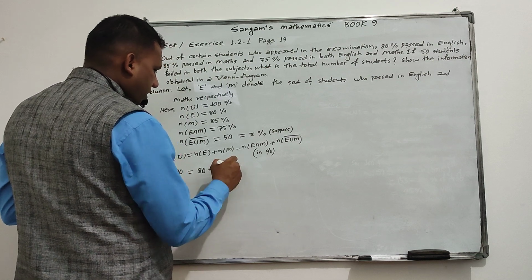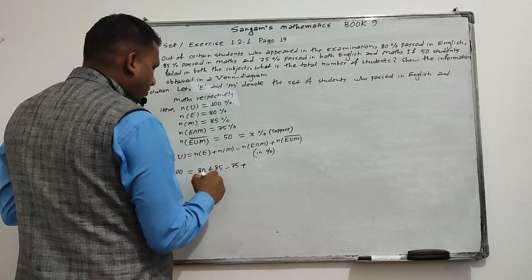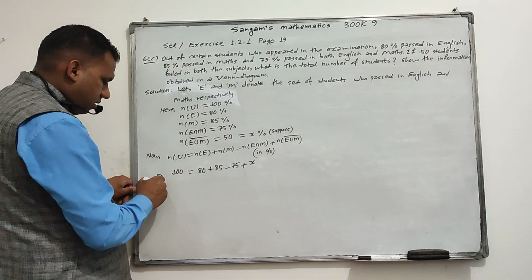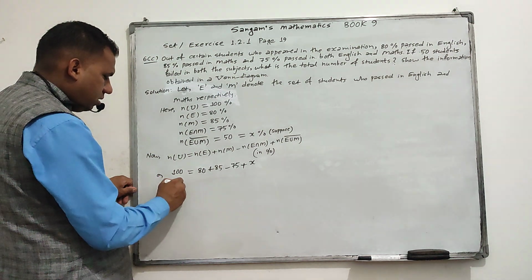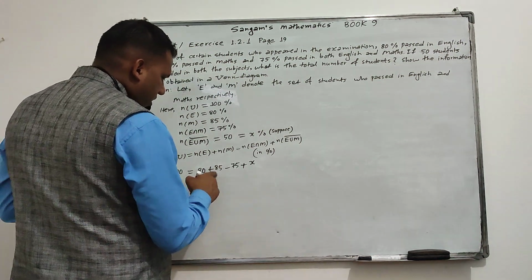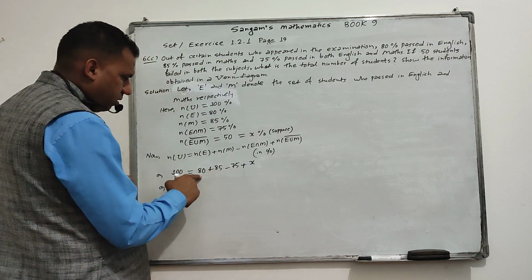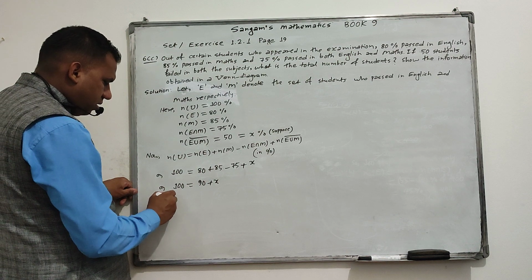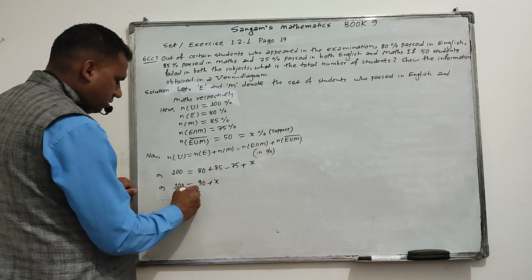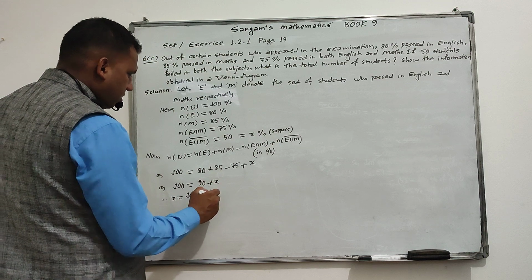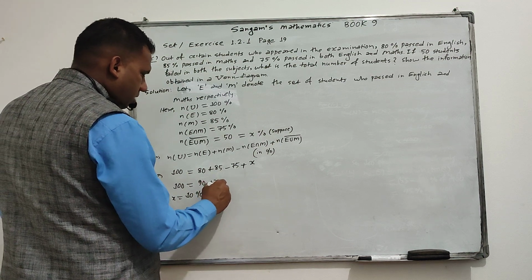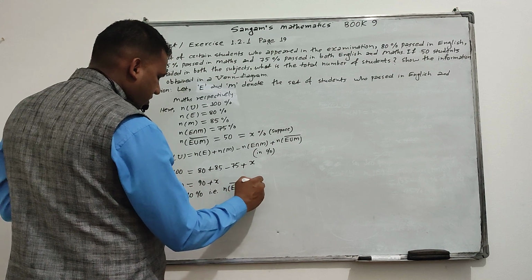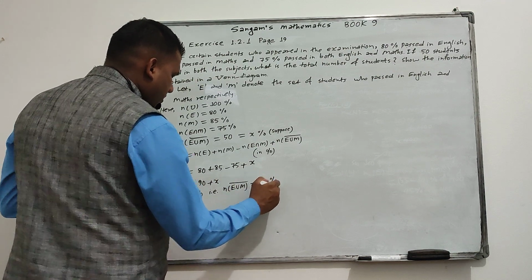Intersection data is 75, plus complement data we have suppose X%. So 100 equals 85 minus 75, which is 10, 80 plus 10 is 90, plus X. Therefore X equals 10%, that is, number of (E union M) whole complement equals 10%.